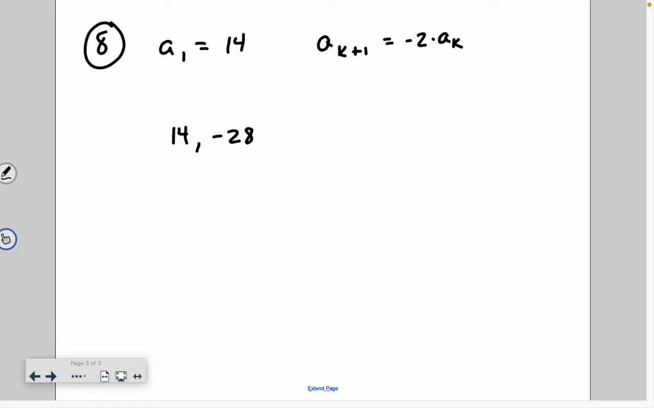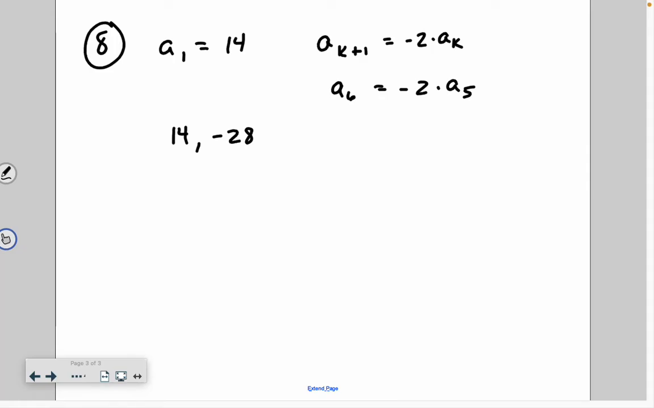If the k plus 1 and the k is not making sense, pick a value. Let's say I plug in 5 for k. If I plug in 5 for k, that means this would become a sub 6 equals -2 times a sub 5. That might make a little bit more sense. To find the 6th term, you take -2 times the 5th term. If I plugged in 4 for k, to find the 5th term, I take -2 times the 4th term. Okay, so if it's not quite making sense with the k plus 1 and the k, I would suggest putting some numbers in and then seeing what's going on.